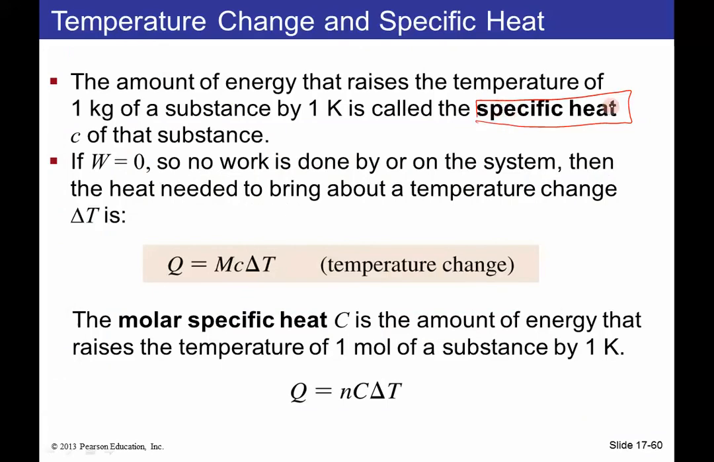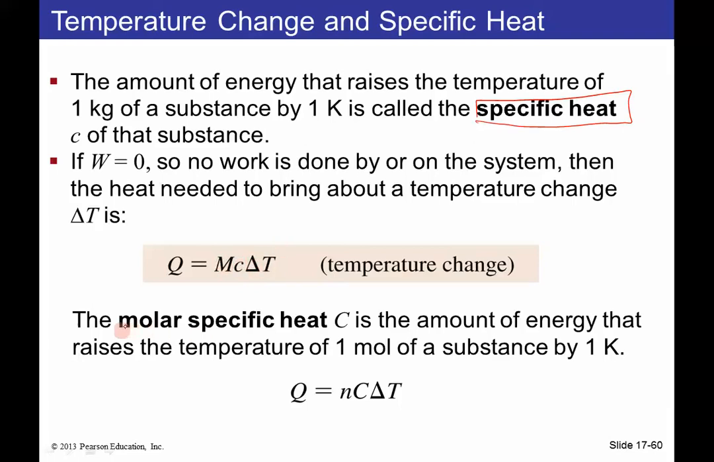So specific heat, it is a property of material. So iron has a specific heat, copper has a different one, water would have a specific heat that is different from those other two. So now, if there is no work, like in the previous example, then the heat needed to bring about a temperature change delta T is given by, this is the heat needed, that is equal to the mass of the system times the specific heat times delta T.